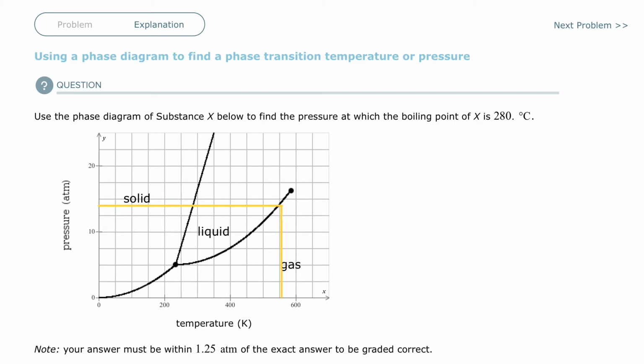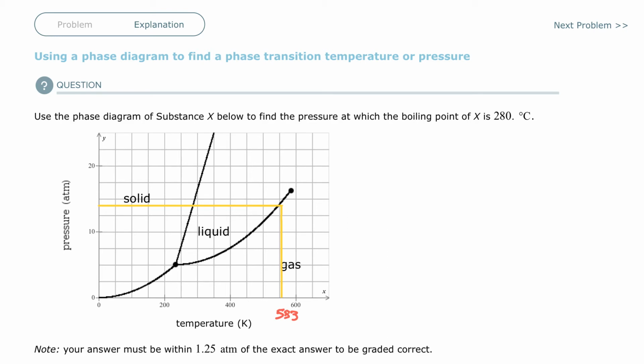All right, so for the really simple question, they're saying it's 280 degrees Celsius. Instantly I've got a red flag. Celsius doesn't make sense; I have to put everything in Kelvin. So to 280 I'm going to have to add 273.15. That's 553. So 553, that's here. I've made a yellow line there at 553.